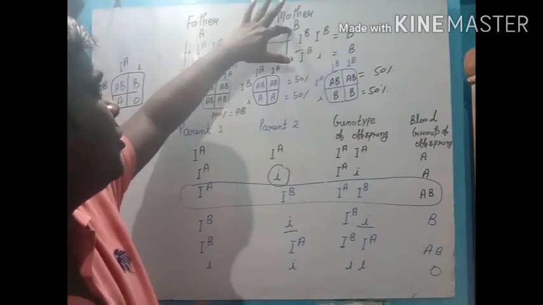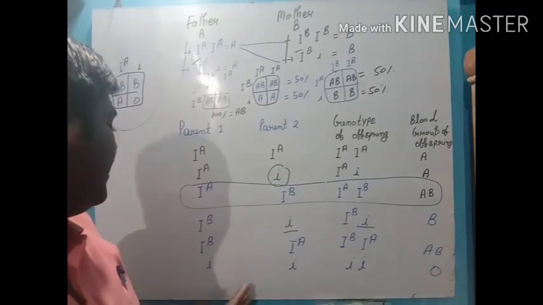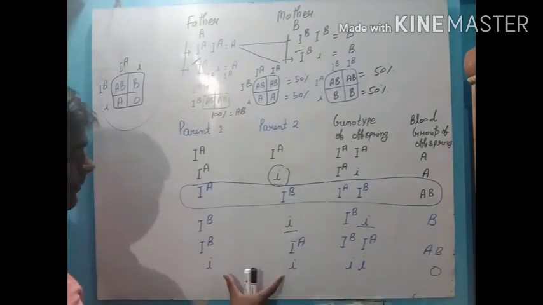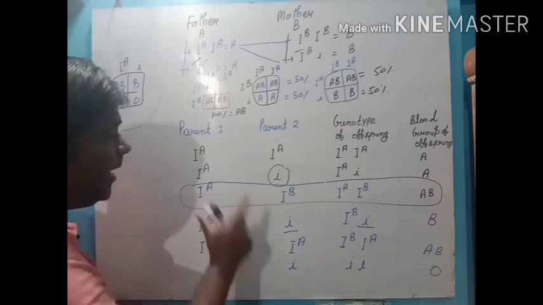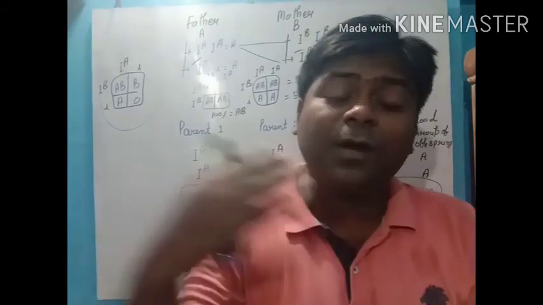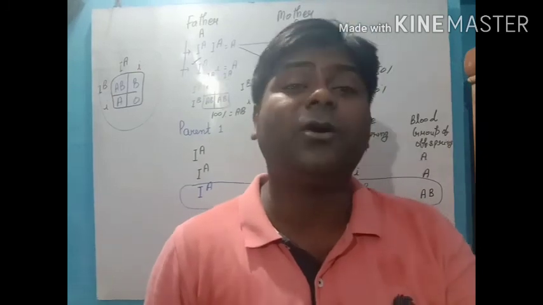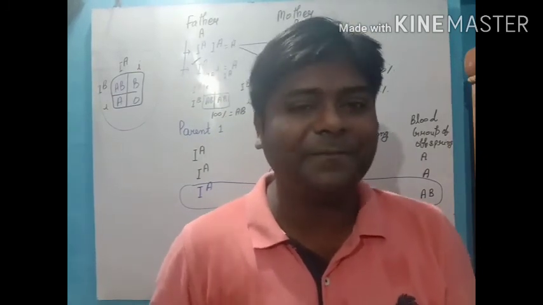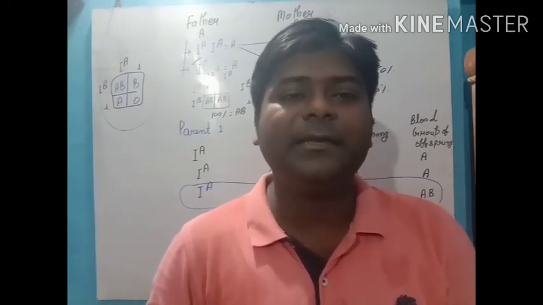Suppose when mother is O and father is B, so focus on the O, we have only this condition, and for B we will have two conditions. So how many boxes will be there? 3 boxes. 3 Punnett squares will be there. Simple. So that is the probability method.